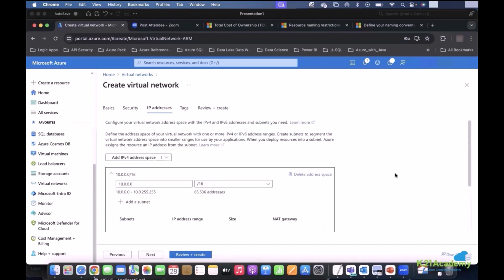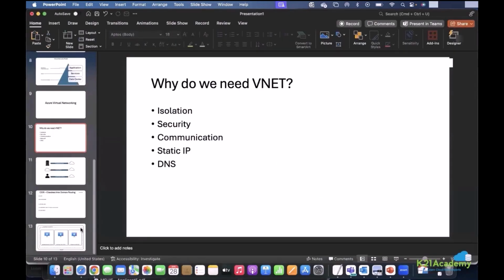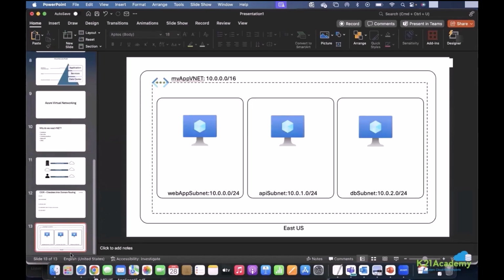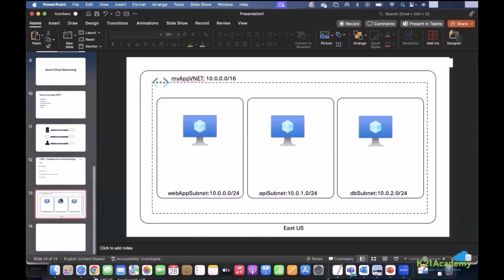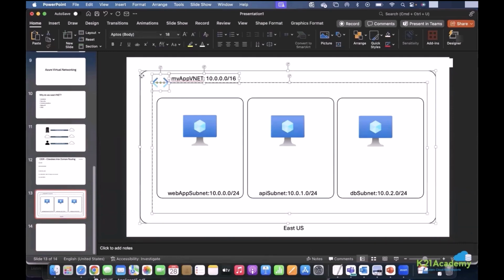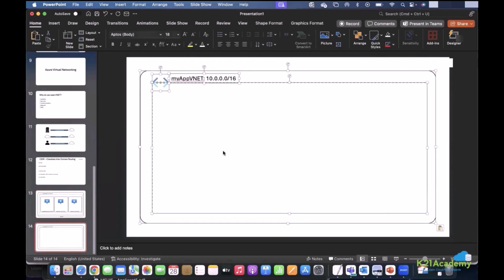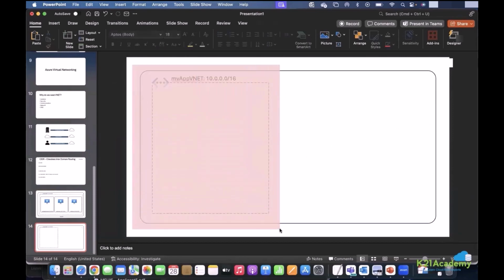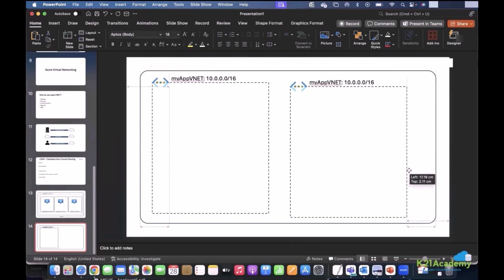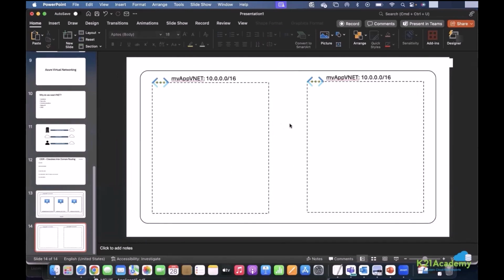So if your intention is to connect two virtual networks under the same region, across regions, or across subscriptions with each other, and if you are using the same IP address on both sides, then there will definitely be a high chance that you will get an IP conflict error in your networking. So if I say this, I have two VNets, VNet 1 and let's say VNet 2.